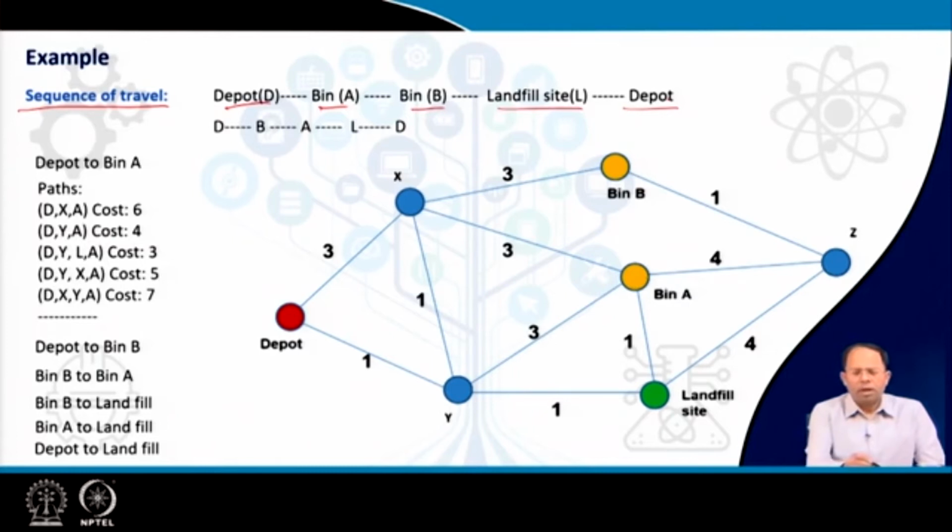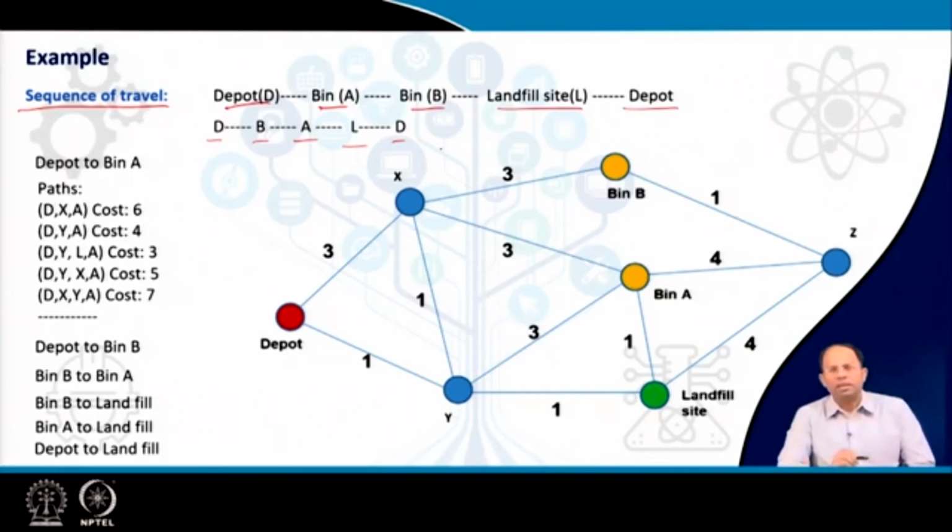I could have also gone from depot D to bin A, then to the landfill site, then back to bin B, then to the landfill site, and then back to the depot. That could be there, but as you can understand, it would obviously be much larger than going from the depot to bin A to bin B, or the alternative, which is depot to bin B, then to bin A, then to the landfill site, and back to the depot. The other alternatives are much larger because you have to travel certain distances multiple times. Like if I go from bin B to the landfill site, again back to bin A, and then again back to bin B, obviously it would be larger than these two options. So these are the two sequences that we are considering.